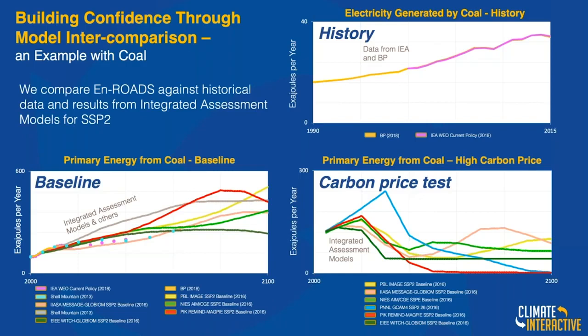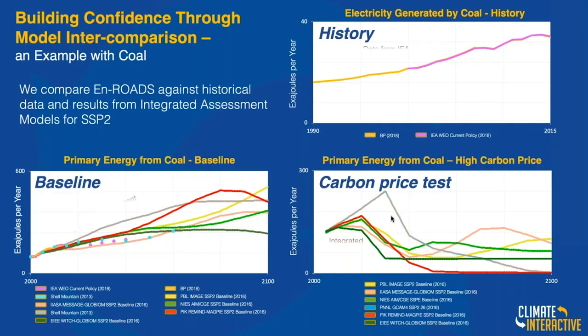You compare it against history. This is an example of coal from 1990 to 2015. Here's the history of coal. Does our model capture the history of what's happened from 1990 to the present in coal? Does it capture the baseline future of what other models do, and this captures 6 other integrated assessment models, as well as other forecasts such as the Shell mountain scenario? And then if you put in a carbon price, are we similar to other models as well?